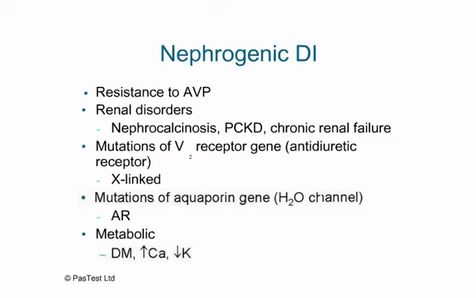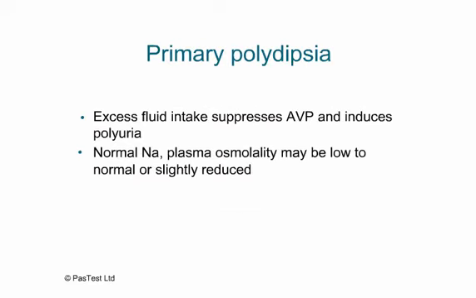In children, particularly toddlers, primary polydipsia may be a cause for polyuria. In toddlers, drinking is a habit, and they may take excess juice as a means of satisfying their hunger. In these cases, excess fluid intake may suppress AVP. In most cases, serum sodium is normal, however, plasma osmolality may be low.